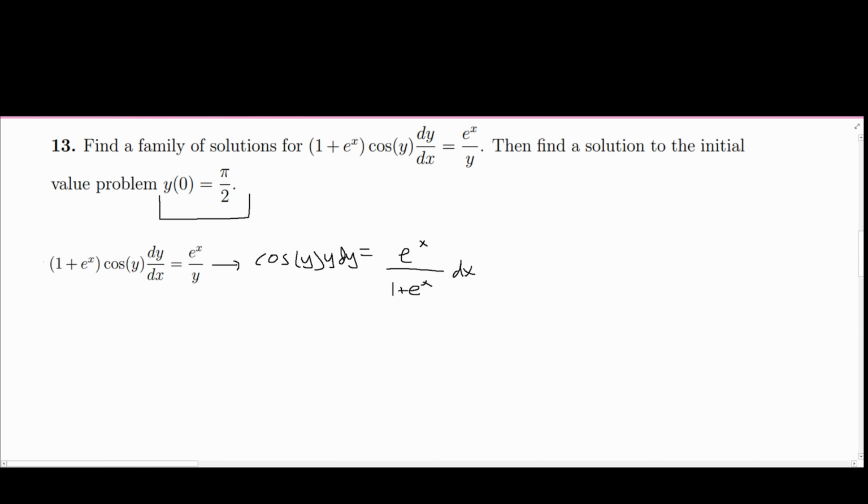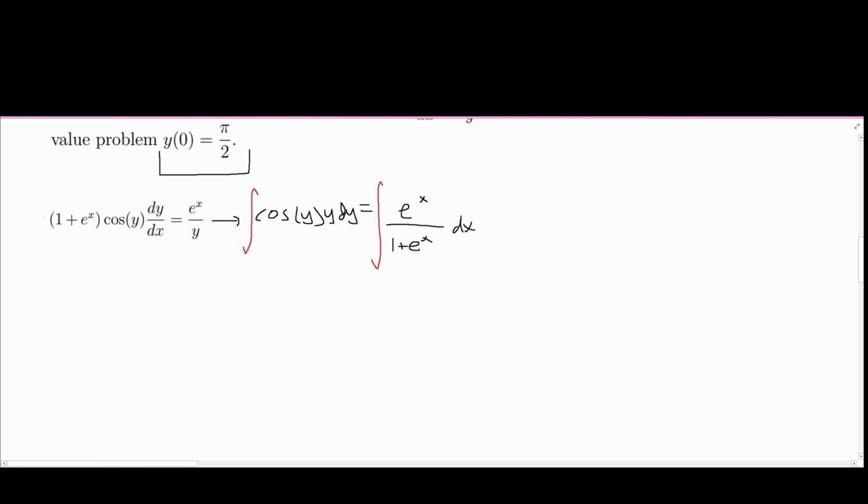From here, after we separate everything, we have y cos y dy equal to e^x/(1 + e^x) dx. Now we're going to integrate both sides so that we can get y by itself. To solve this, we are going to have to do it separately because these are some pretty big integrals, at least the left side is.